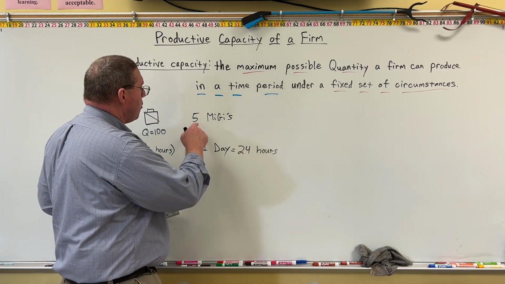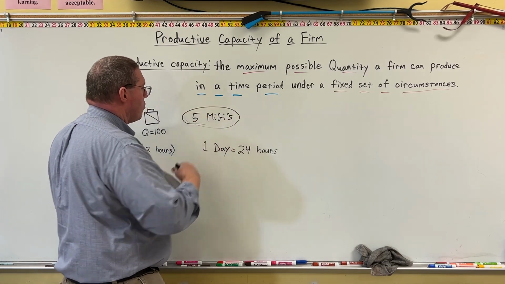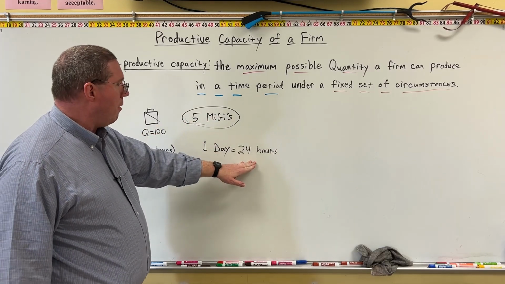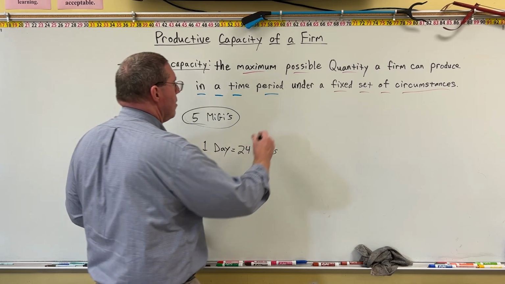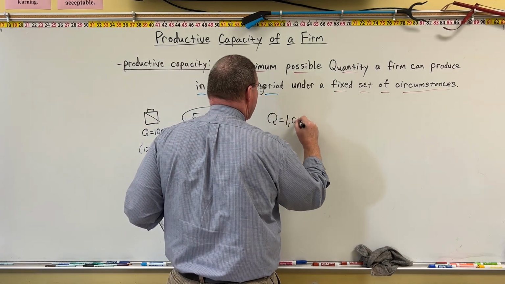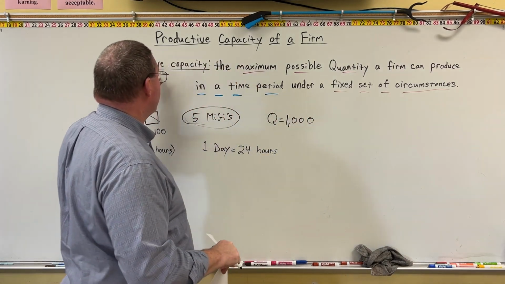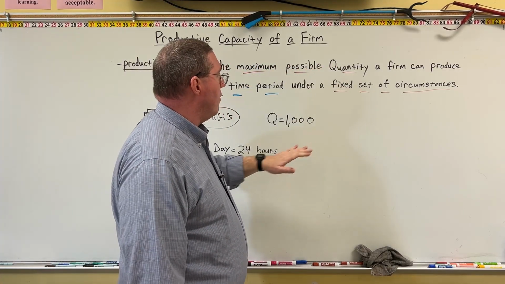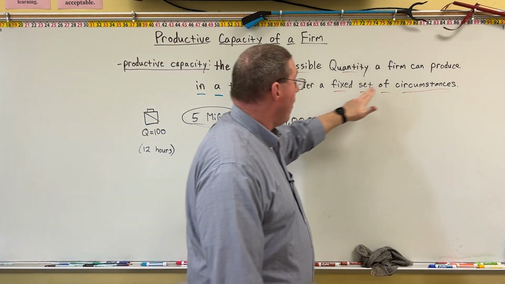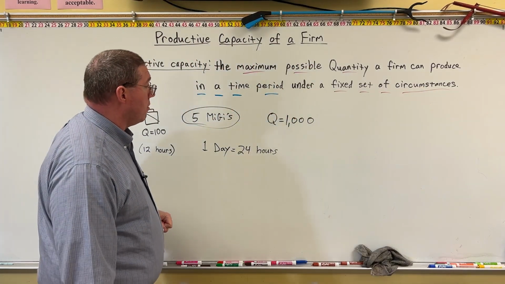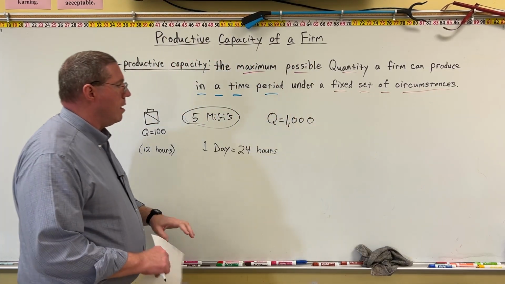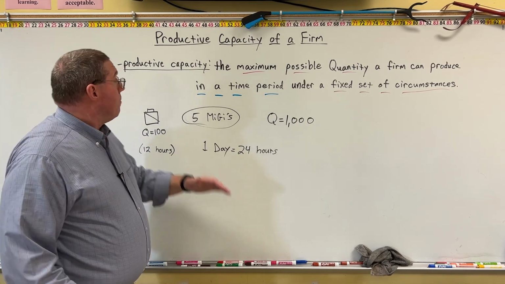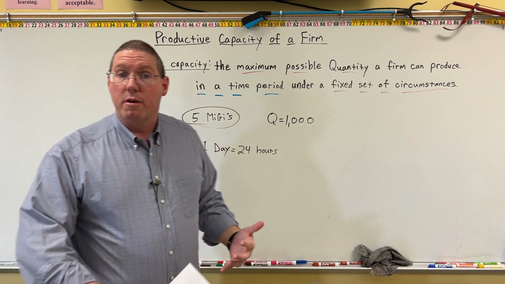And UGI Corp has 5 of them. So if they have 5 machines that can each produce 200 in 24 hours, well then 5 times 200 is a quantity of 1,000. So UGI Corp's productive capacity in 1 day, their maximum possible quantity, given that they have 5 MIGI 630 Deluxes, is 1,000 units. And so UGI Corp's productive capacity is 1,000 units a day.